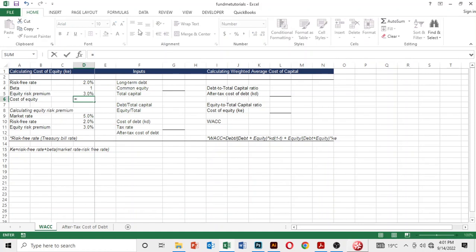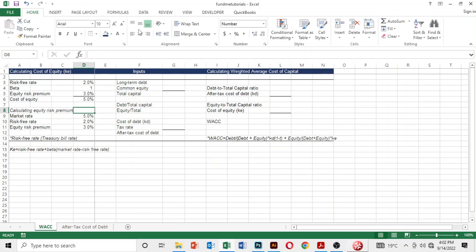So we can simply say that 2 plus, let's say 1, and then times this, and then we can change that. We can copy. We can change that into a percentage, Alt HP, Alt H0, just like that. So which means we have got the cost of equity of 5%.